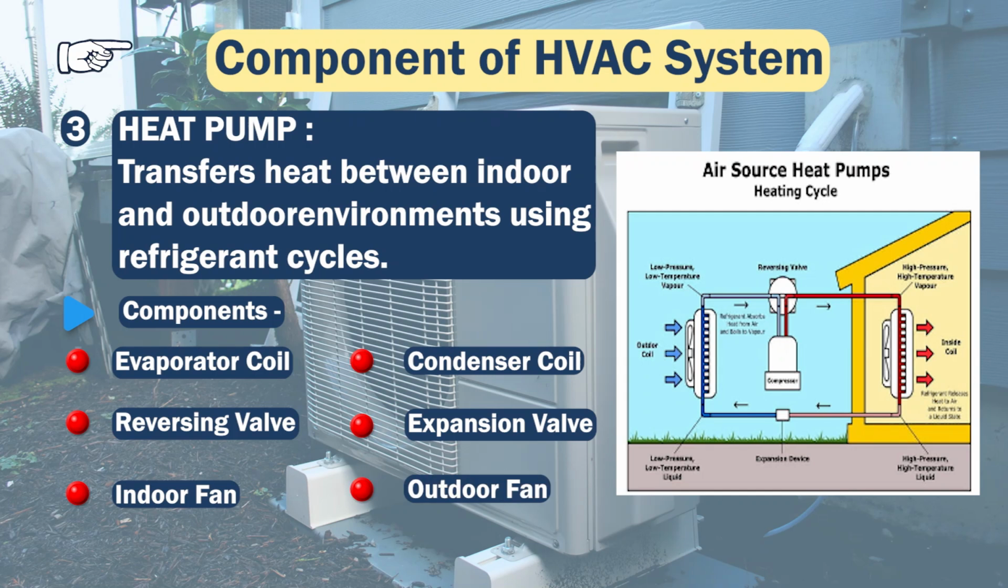What is the evaporator coil? It absorbs heat from indoor air as the refrigerant evaporates inside the coil during the heating mode. Condenser coil: it releases heat to the outside environment during cooling mode, causing the refrigerant to condense back into a liquid. Reversing valve: in heating mode, the reversing valve changes the direction of refrigerant flow in the system.